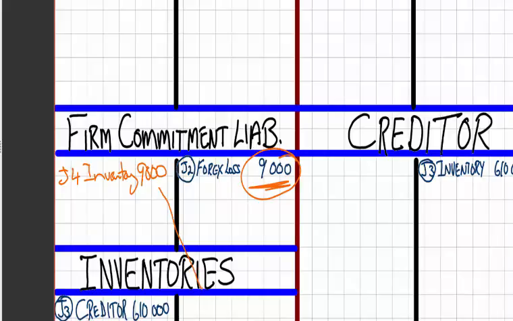If this balance was a debit balance, then you would have cleared the debit out against inventories. In this case it's a credit, so we debit the firm commitment and we credit inventories with the firm commitment 9,000. So what effectively happens here, as you can see, the whole idea of the hedging of the firm commitment was to try and fix the value of this inventories as close as possible to order date.